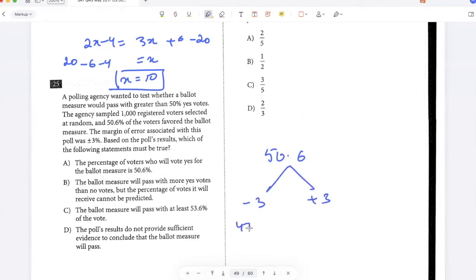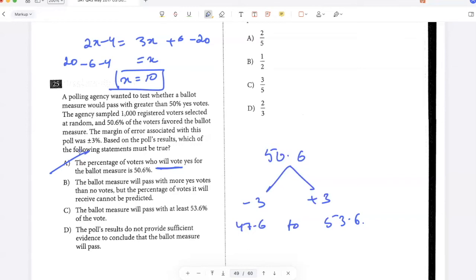So that's from 47.6 to 53.6. Which of the following statements must be true? The percentage of voters who will vote yes is 50.6. No, you cannot say will vote because it's a probability, and anyway there is a margin of error. The ballot measure will pass with more yes votes than no votes, but the percentage of votes it will receive cannot be predicted.